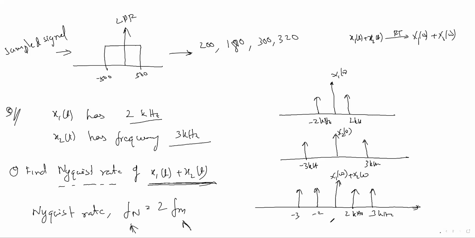So what is the maximum frequency present in the signal? From here, we have found fm is 3 kilohertz. So what is the Nyquist rate? The Nyquist rate is nothing but 2 into 3 kilohertz, which is 6 kilohertz. So it's very easy. We just have to sum up, and after that find the maximum frequency. The maximum frequency is 3 kilohertz. That's why we put that 3 kilohertz in the Nyquist rate equation.